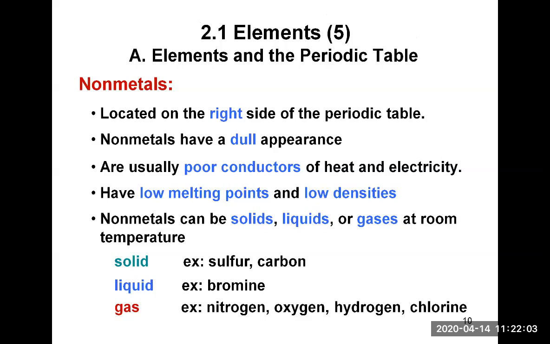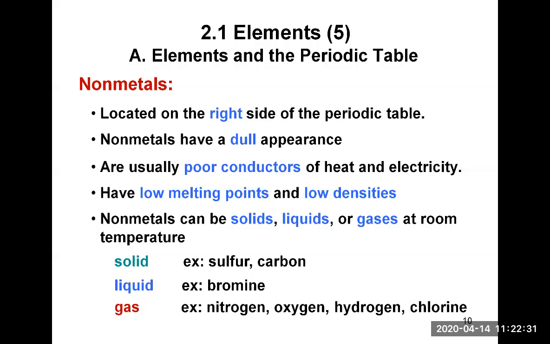Metals, you can imagine, feel very heavy when they are in your hand. But non-metals are light in comparison. Their density is low. And they will melt more easily if they are solid. Non-metals can be found in three different states of matter at room temperature. We find them as solids, liquids, and gases.